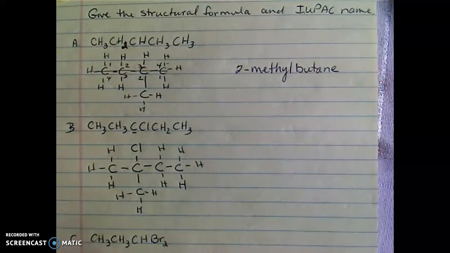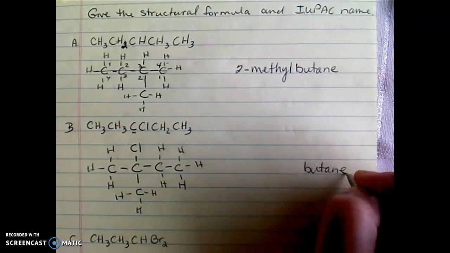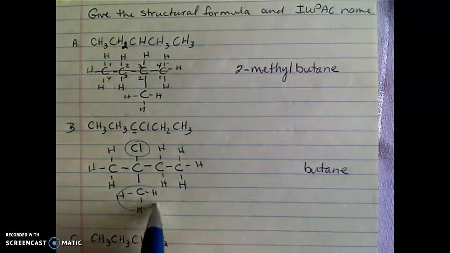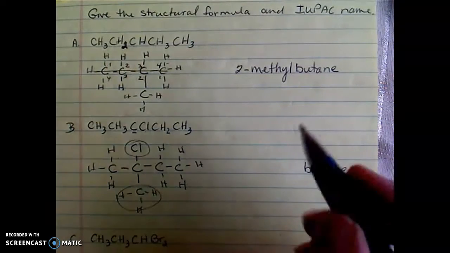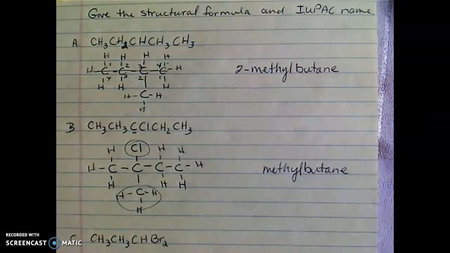So it looks like 4 is going to be your longest chain again. So that is your butane. But we do have 2 groups. We have a Cl and we have a CH3. Remember, your methyls, ethyls, propyls, those will all come first. So I know I'm going to have a methyl butane. That's going to come first, but I have to tell where it's at.